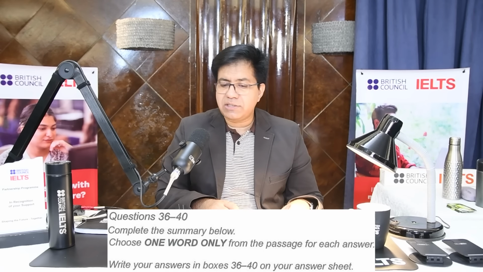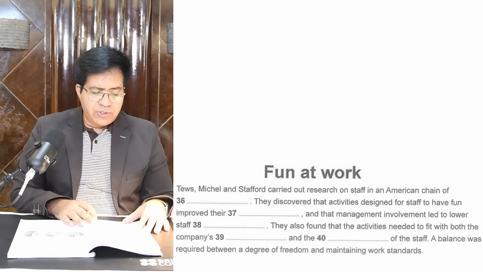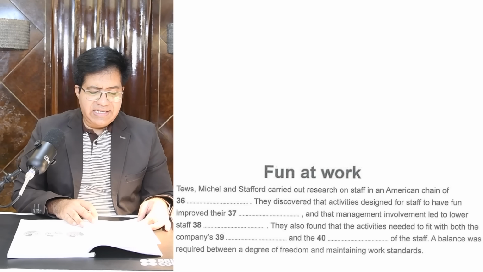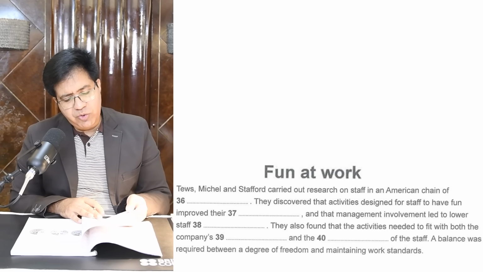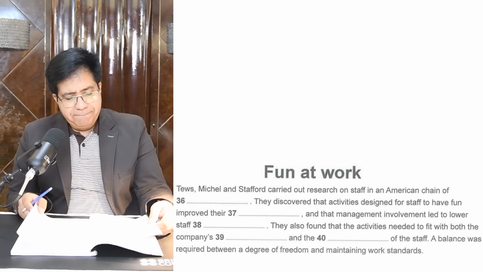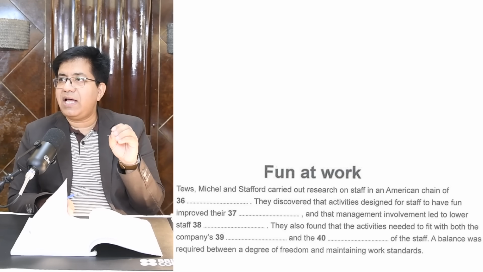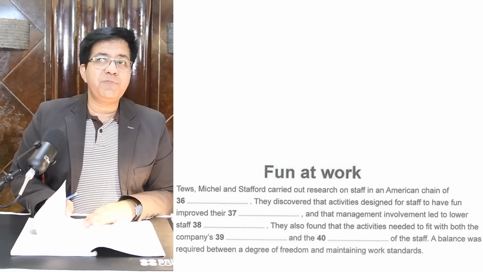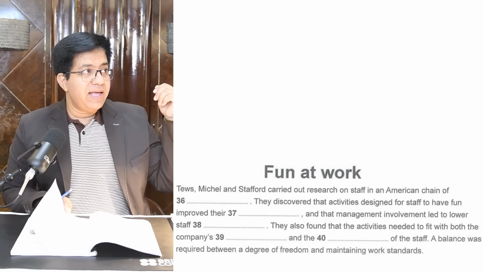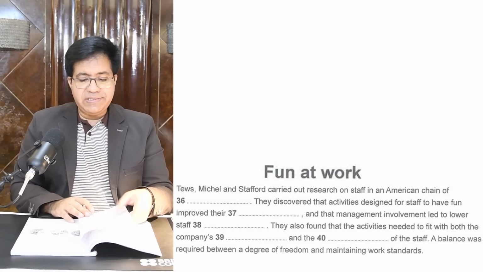So we start. Questions 36 to 40, fun at work, one word only. Tews, Michael, and Stafford. Now these are the names. Look for these names, American and these names. Second last paragraph. What does it mean? All 5 answers are in one paragraph. Life has become much easier because you know the location. If you know the location, you don't have to read all the passage. Now you know this paragraph contains 5 answers and they are in order, so you can do it easily.